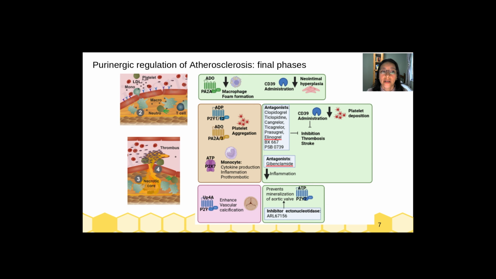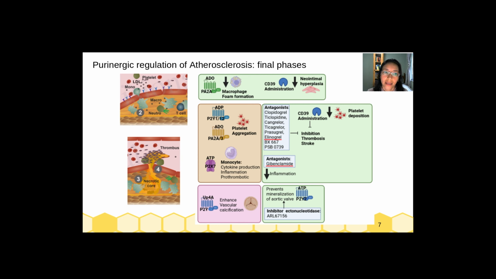In the later phase of atherosclerosis development, adenosine is also atheroprotective. In interaction with its receptor PA2A, it inhibits the formation of some macrophages, and the administration of the ectonucleotidase CD39 decreases the neointimal hyperplasia. Another critical process is the clot formation and the calcification of the plaque.